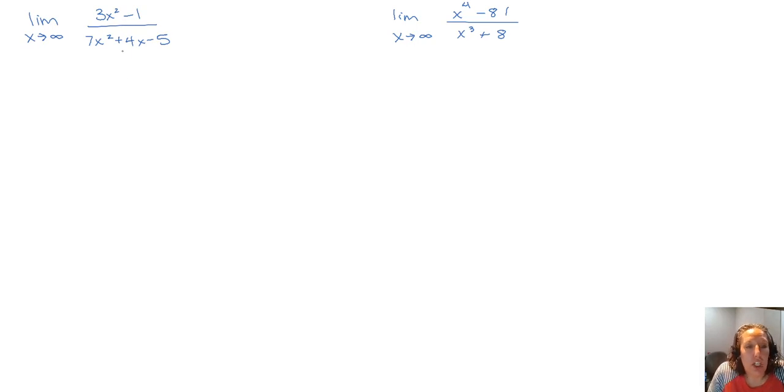In this video, we're going to look at taking the limit as x approaches infinity. So our first example, we have the limit as x approaches infinity of 3x squared minus 1 all over 7x squared plus 4x minus 5.